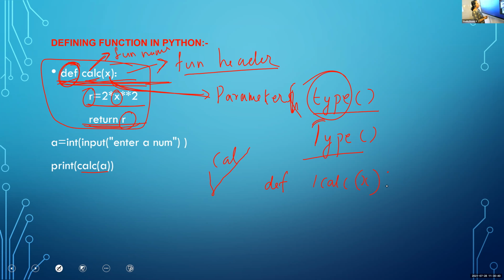Any error is there in this statement? In the previous class I explained the valid identifiers. Integers can be used, but the function name must begin with an alphabet. Here I am starting with a number, 1calc.